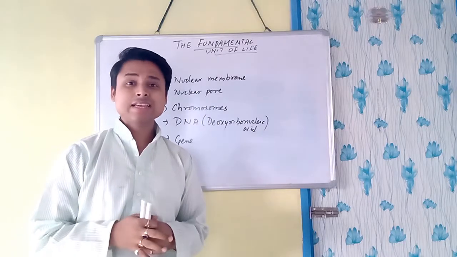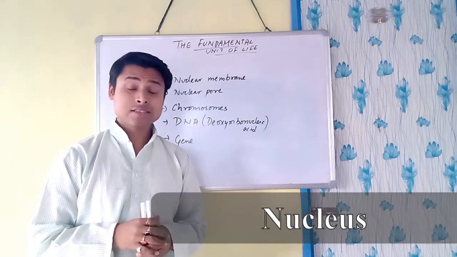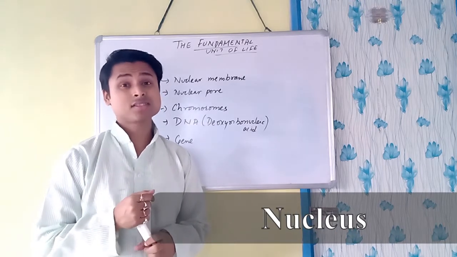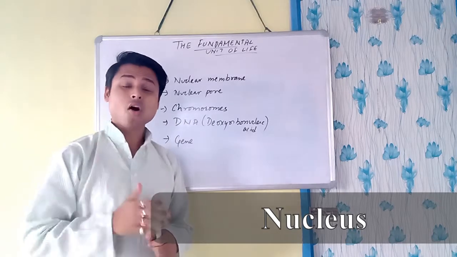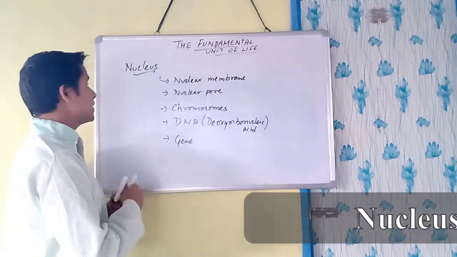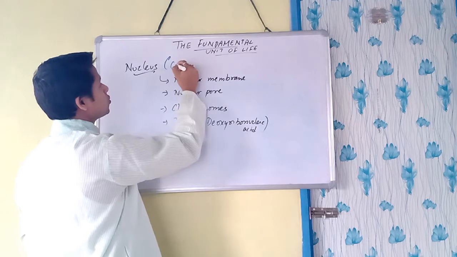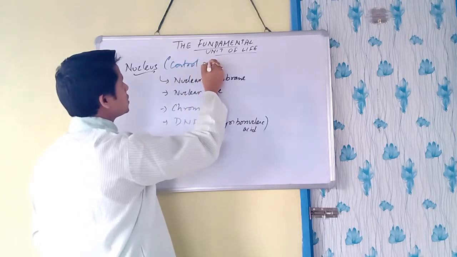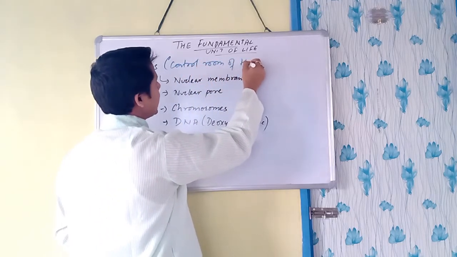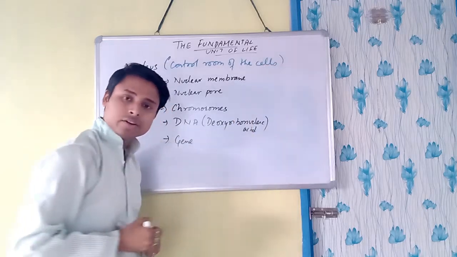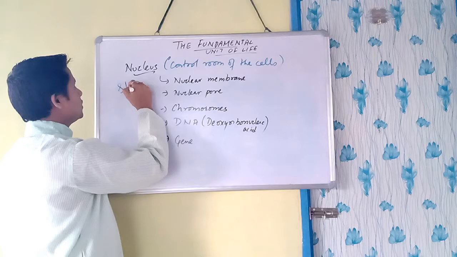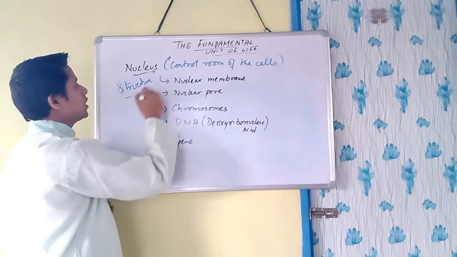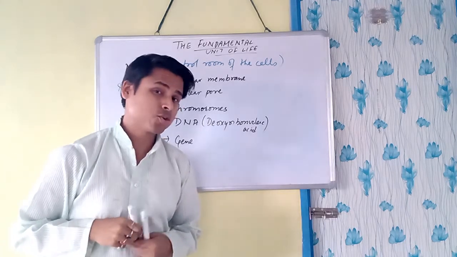Now we will see the nucleus. The nucleus was discovered by Robert Brown. The nucleus is the control room of the cell. Now why it is the control room of the cell, we will see. First we will see the structure of the nucleus, and then we will come to know why it is the control room.